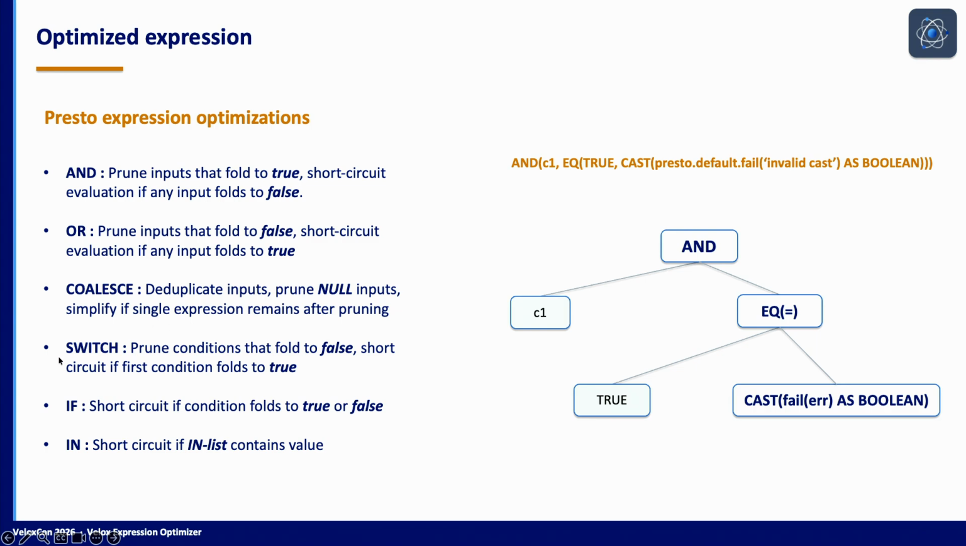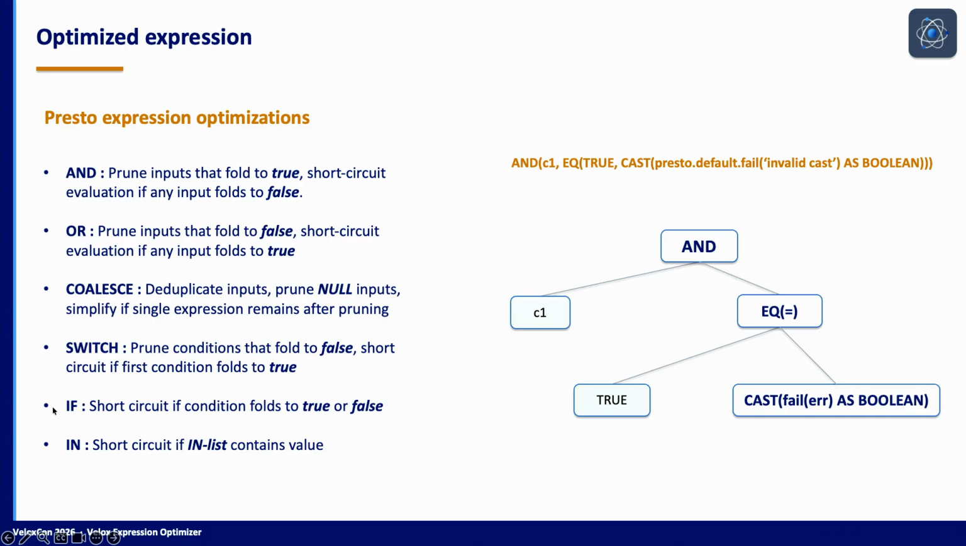And then for a switch expression, let's say you have a condition that is folded to false. You don't have to evaluate that condition. You can just prune it from your switch expression, and that's what Presto does. And you can short circuit if the first condition that you see can be folded to true.